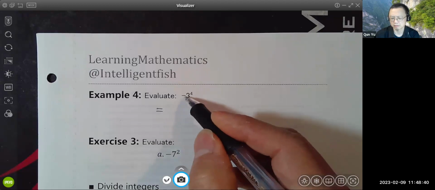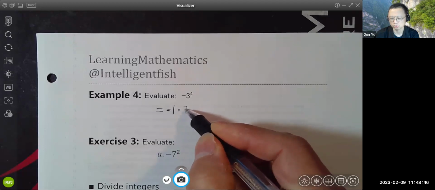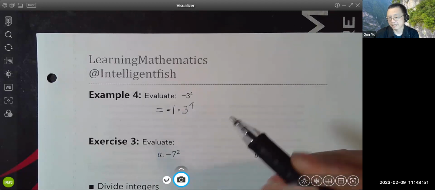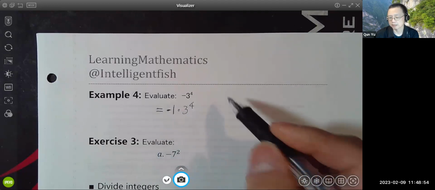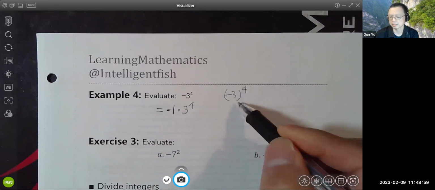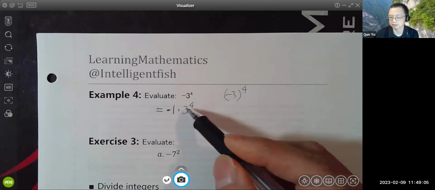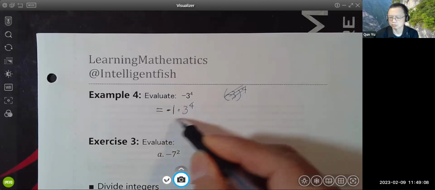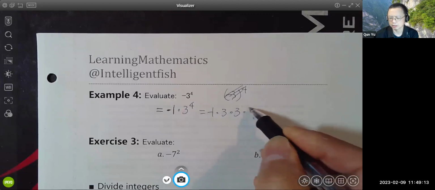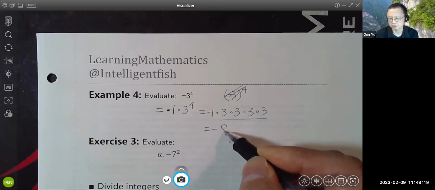So essentially, this negative sign is equivalent to -1 times 3 to the 4th power. If -3 was the base, it would be written as something like -3 in parentheses to the power of 4. In this, -3 is the base. We would multiply -3 by itself 4 times, but this is not the case. So this really means -1 times 3 multiplied by itself 4 times. And this gives us 81. So the final answer is -81.